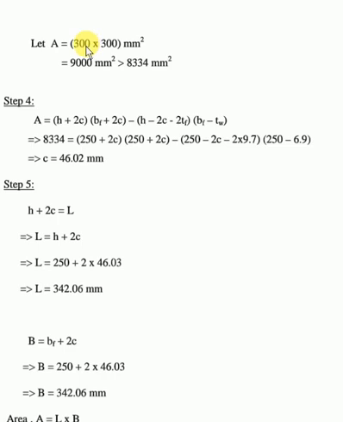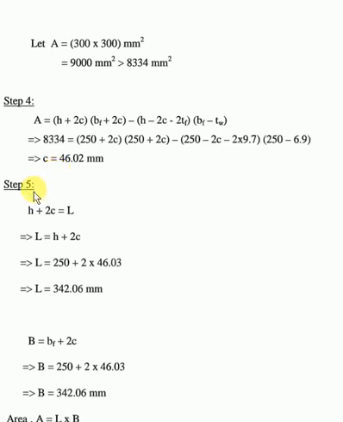Then we'll assume an area which should be greater than 8000. So I have assumed 300 by 300. This 300 is the length and 300 is the breadth. Multiplying that, we'll get 9000 mm square, so it is greater than this 8334 mm square. So our design is safe. Next, in step number 4, in this formula we'll put the values of A, H, then BF, TF, TW. Then we'll get the value of C as 46.02 mm.